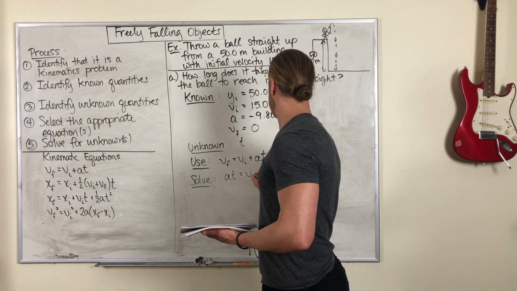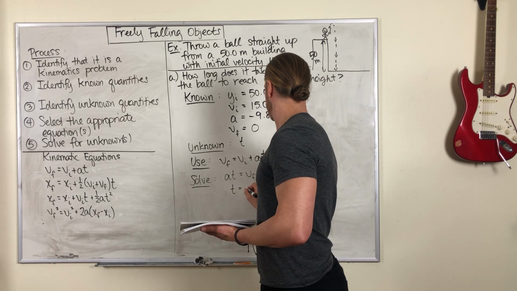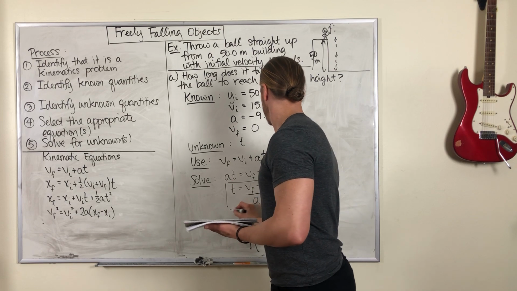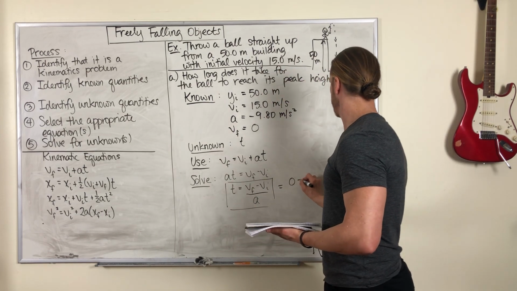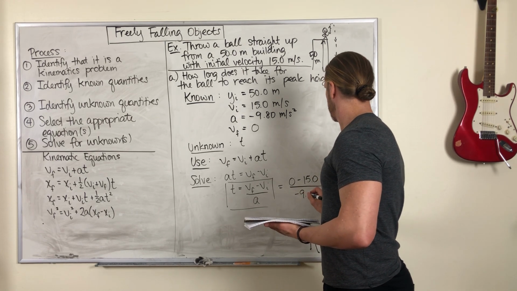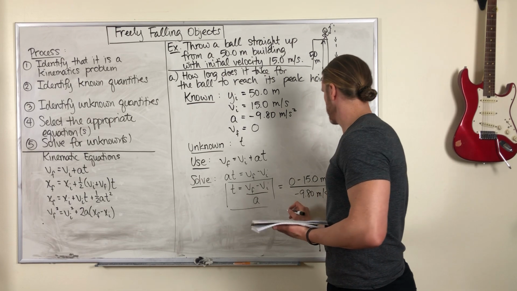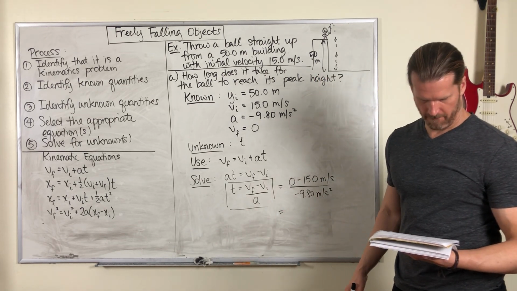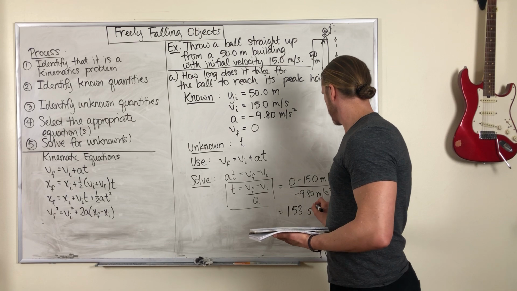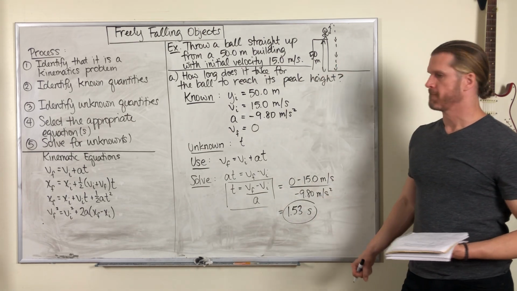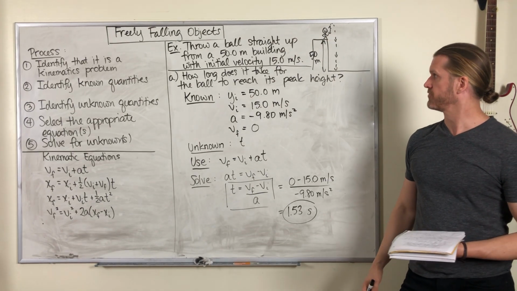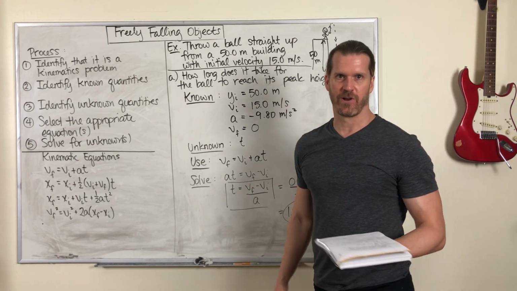AT equals VF minus VI, T equals VF minus VI over A, which is 0 minus 15 meters per second over minus 9.8 meters per second squared, which gives you 1.53 seconds. All right, so after 1.53 seconds, the ball is at its highest point. Let's move on to the next question I want to ask in this problem.